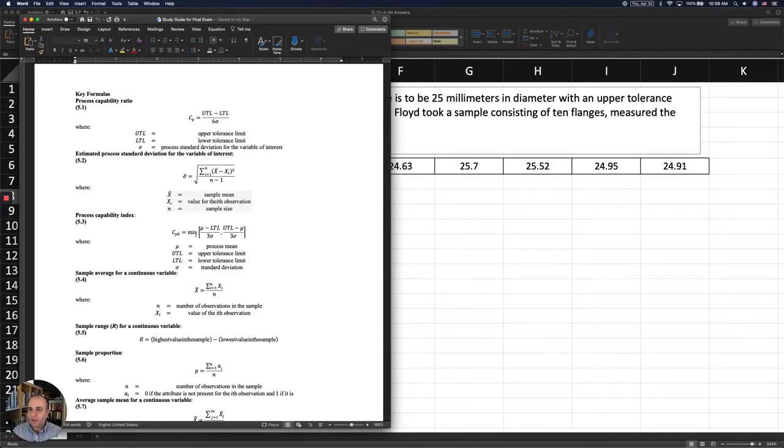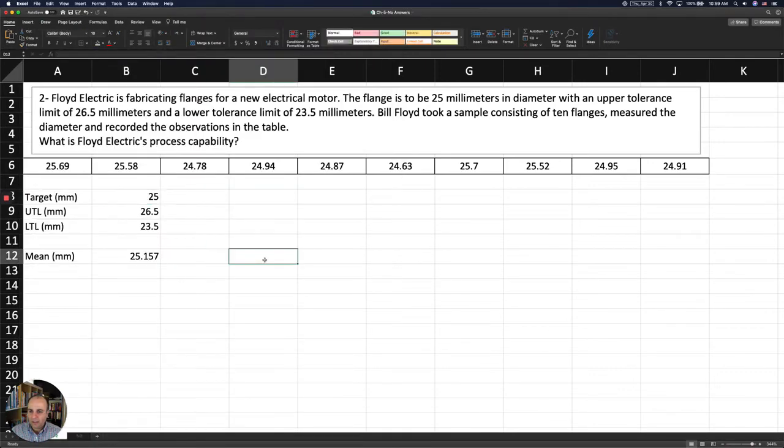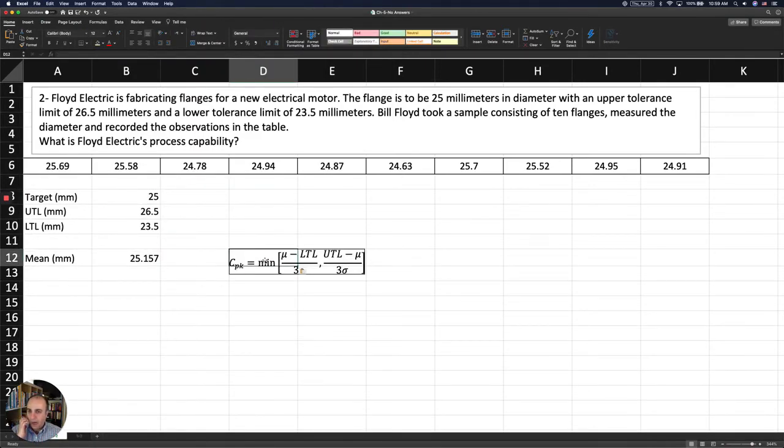So therefore, we use this formula, the process capability index, that basically takes care of processes that are not exactly on target. Let me copy this formula and bring it here so we can use it for our calculations. This is my process capability index, which is the minimum of (mu minus LTL) divided by 3 sigma, and (UTL minus mu) over 3 sigma. Mu is the mean here.